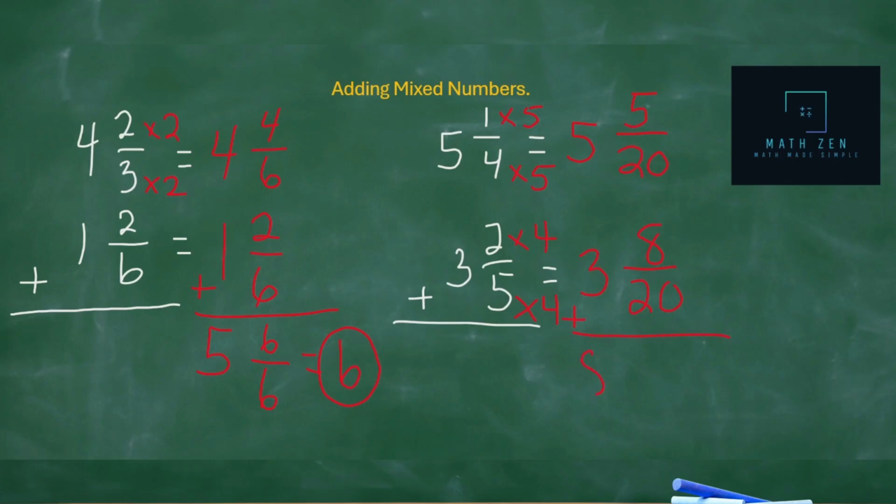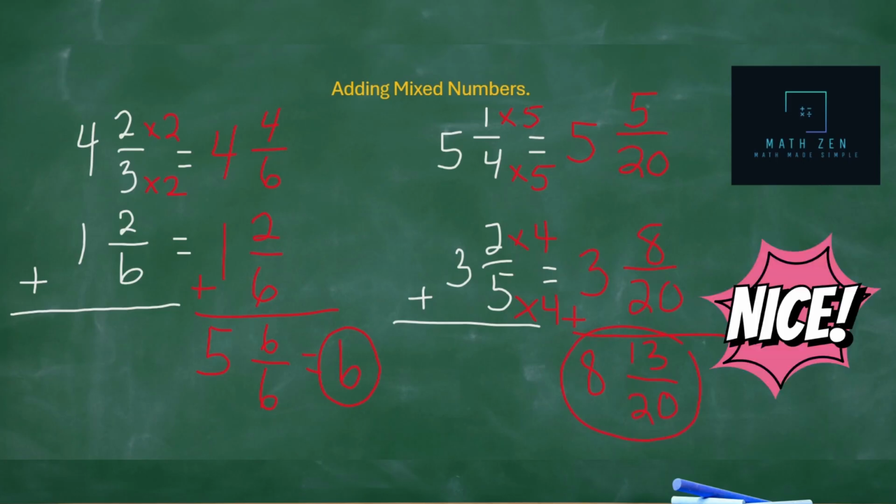Add up your whole numbers, you get 8. And then add up your numerators. 5 and 8 is 13. And we keep the same denominator of 20. So our final answer for this one is 8 13/20. Excellent job if you're sticking with me.